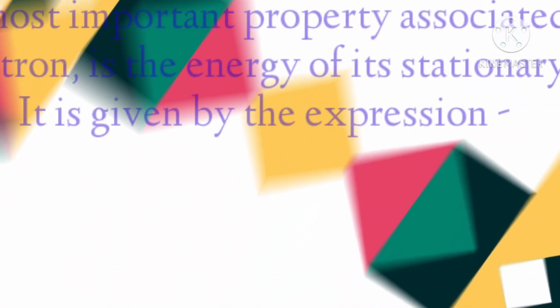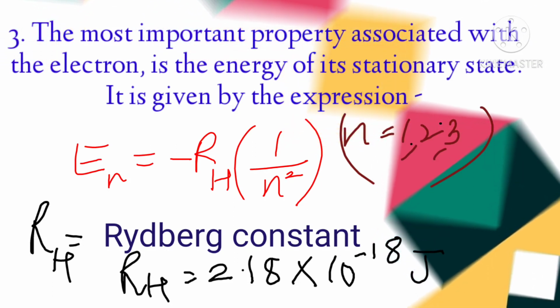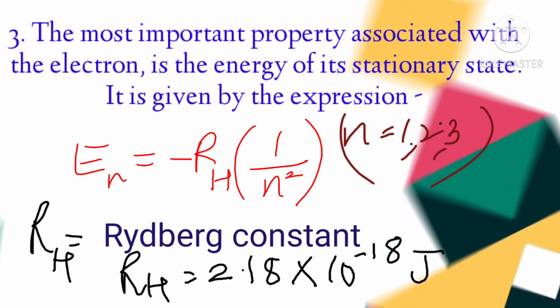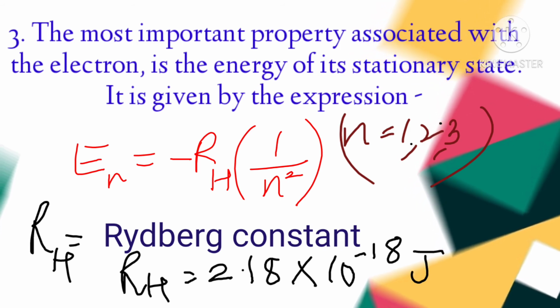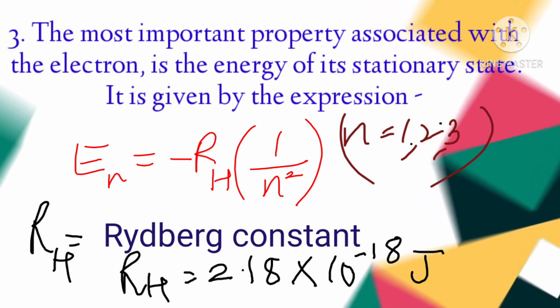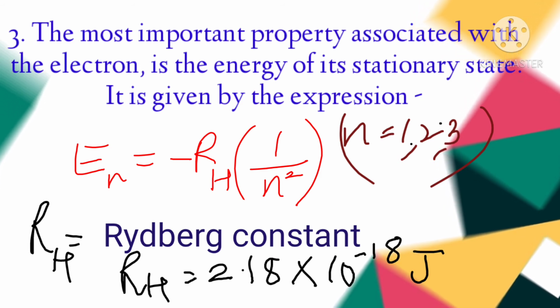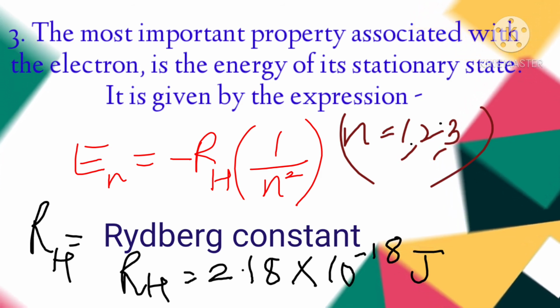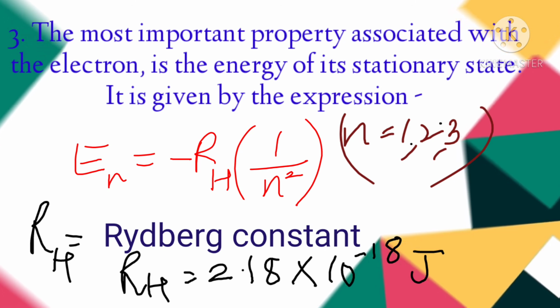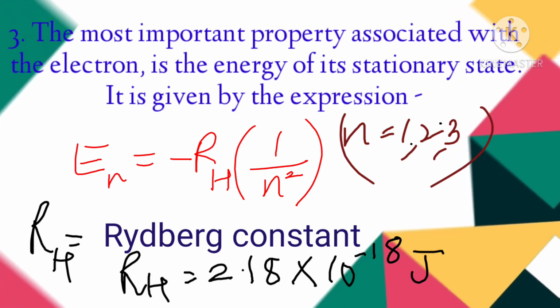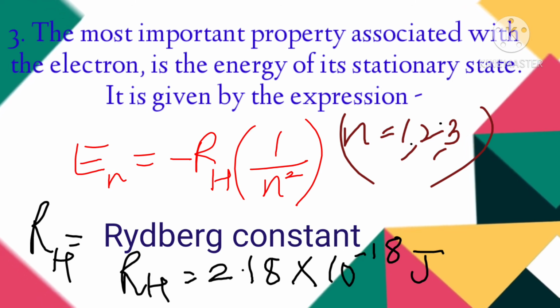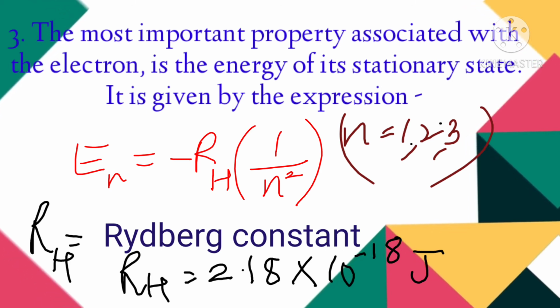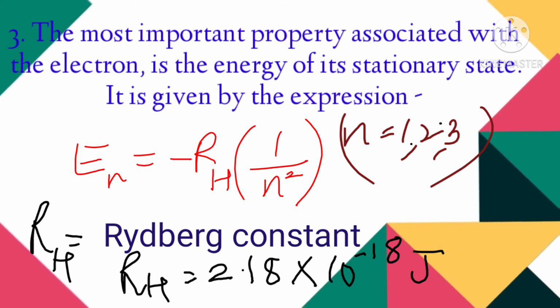Okay, so the third point is the most important property associated with the electron is the energy of its stationary state. उस stationary state की जो energy होती है उसको हम कैसे calculate करते हैं? ठीक है, it is given by the expression En is equal to minus RH 1 upon n square, where n is 1, 2, 3, integral number. And RH is known as the Rydberg constant and its value is 2.18 into 10 to the power minus 18 joules.